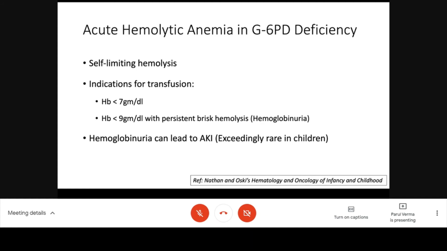However, a few of these patients may need transfusion if the hemoglobin is less than 7, or if the hemoglobin is less than 9 and there is persistent brisk hemolysis, which is indicated by the presence of hemoglobinuria. Hemoglobinuria means there is continuous hemolysis happening. So even if the hemoglobin is less than 9, you would go on and transfuse a child with G6PD deficiency. Now, one question which was being raised was hemoglobinuria leading to AKI. This is exceedingly rare in children. Children with hemoglobinuria usually do not develop AKI.